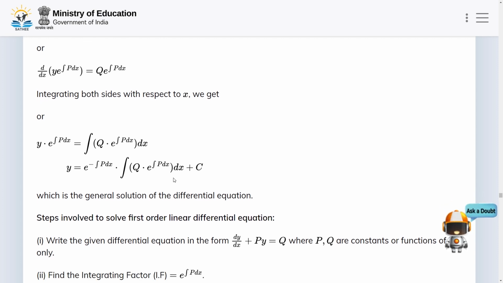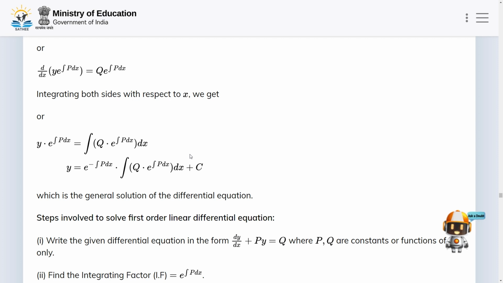So this means the final answer, or the general solution, for the first order linear differential equation will be this. Either you have to memorize this or you can memorize the steps.